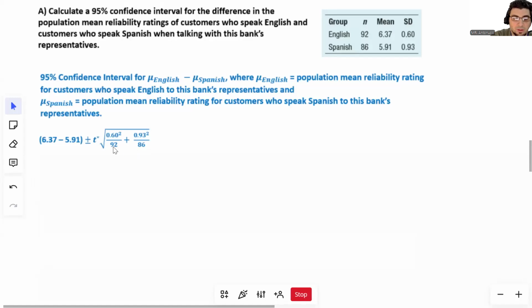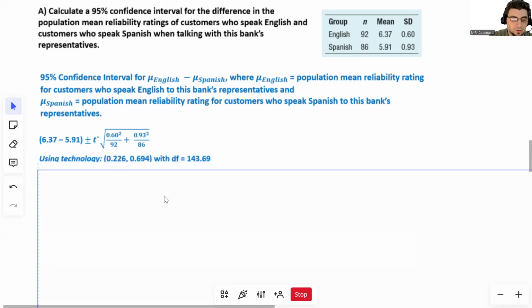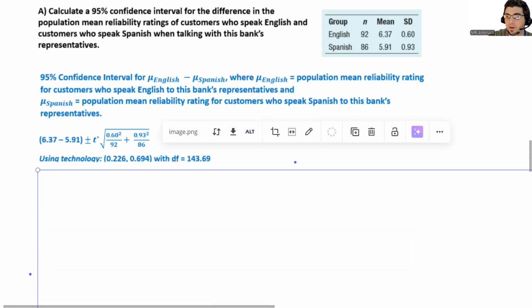Remember, this is how we calculate it. And notice that 0.6 and 0.93 are the standard deviations of the sample because we don't know the population standard deviation. 92 and 86 are the sample sizes there. So if we use technology like I just showed you, you would get a confidence interval of 0.226 to 0.964 with 143.69 degrees of freedom there.